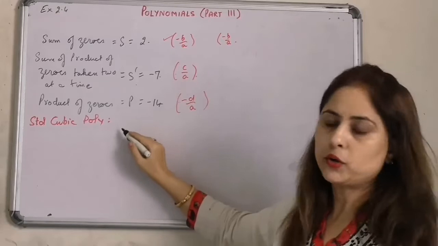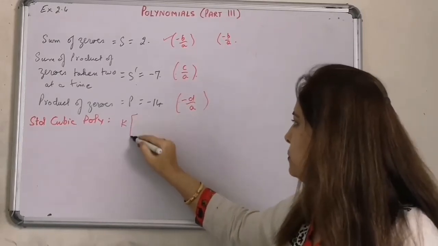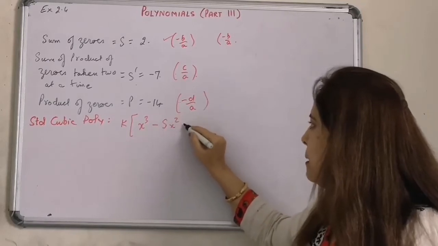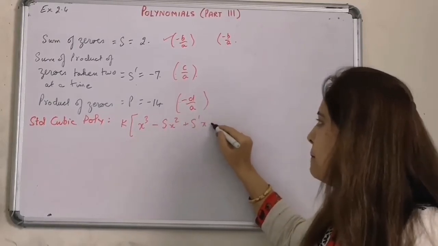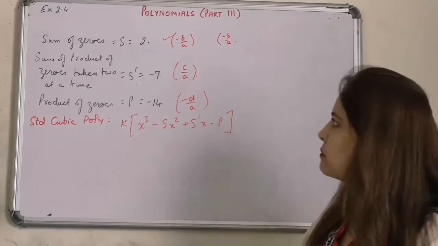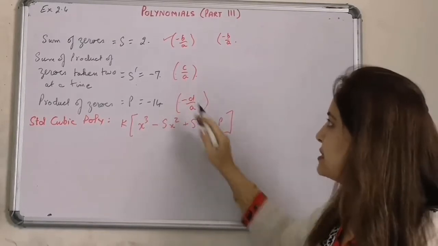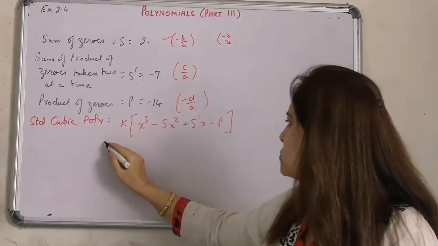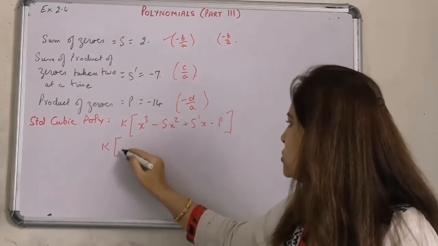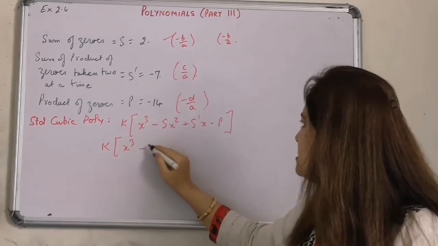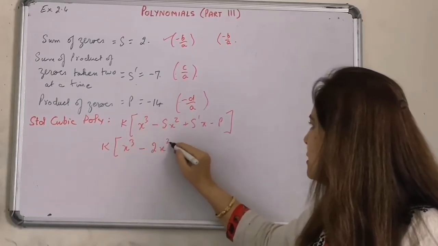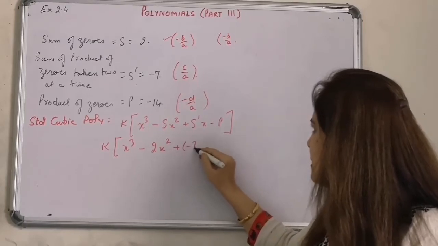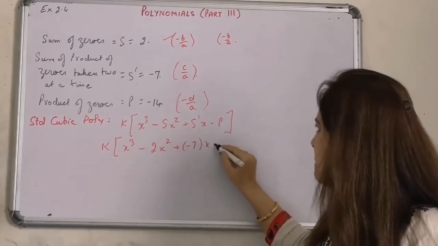The standard cubic polynomial is given by the formula k into x cube minus s x square plus s dash x minus p. And the notations s, s dash have already been defined as to what they are meant for. So we are having it as k into x cube minus 2 into x square plus minus 7 of x minus p.